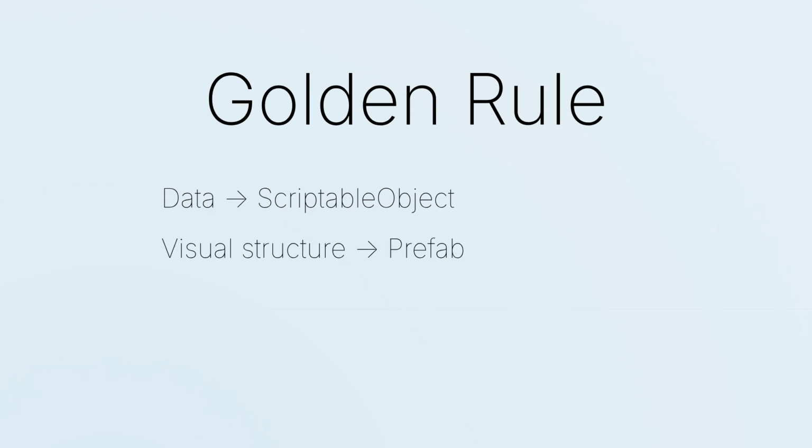The golden rule is quite simple. If you need data, create a new scriptable object. If you need visual structure, create a new prefab. If you need logic and behaviors, you need to code. When in doubt, this rule almost always leads to the correct decision.